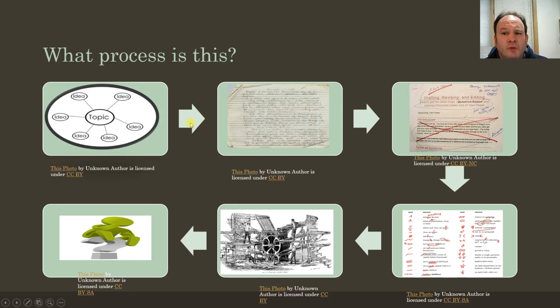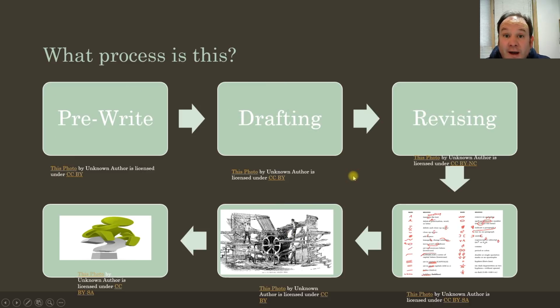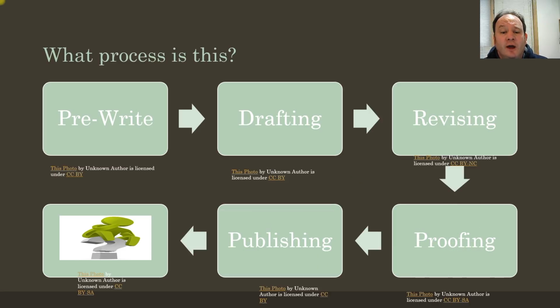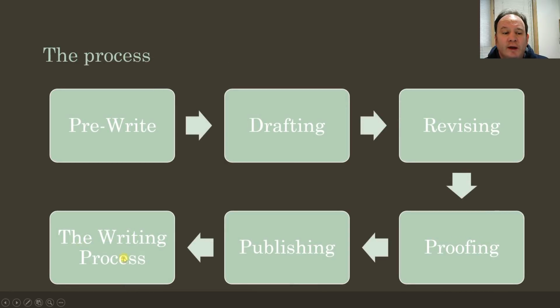This is a process some of you may be familiar with. Let's see if you can figure out what it is. We have a little graphic organizer, some written work, some revising and editing, some proofreading marks, and a printing press. Let's see here. We start out with pre-write, move into drafting. Have you got it yet? Oh, proofing. I bet most of you have it now. And then we publish our work. And it's the writing process.